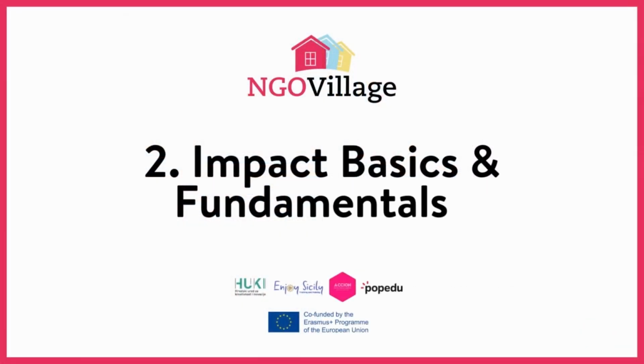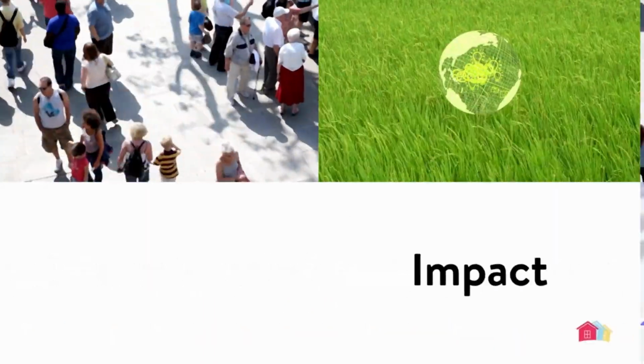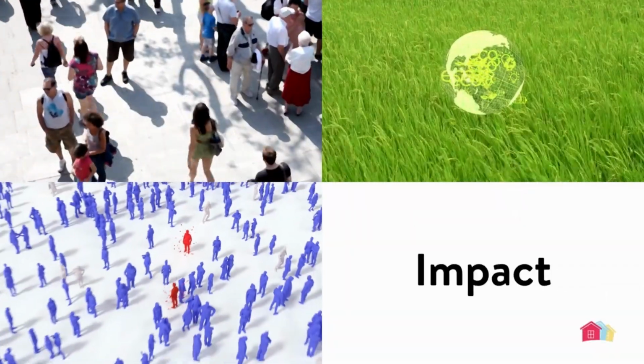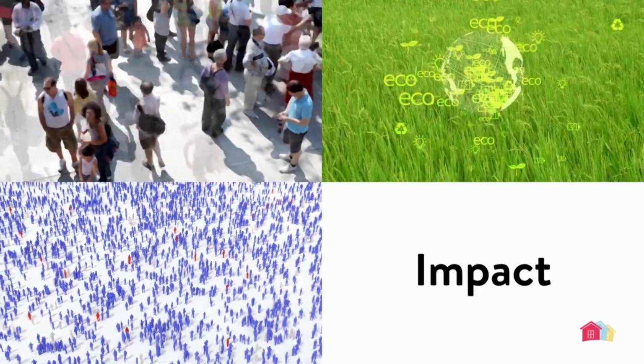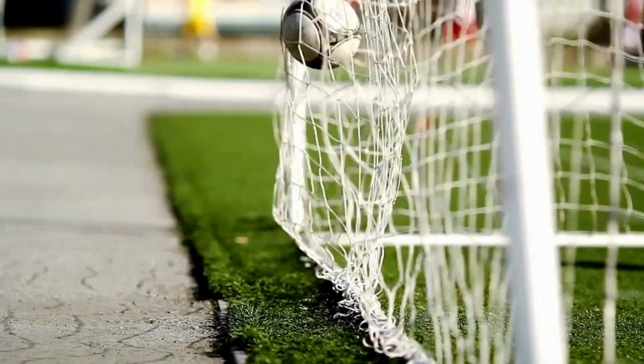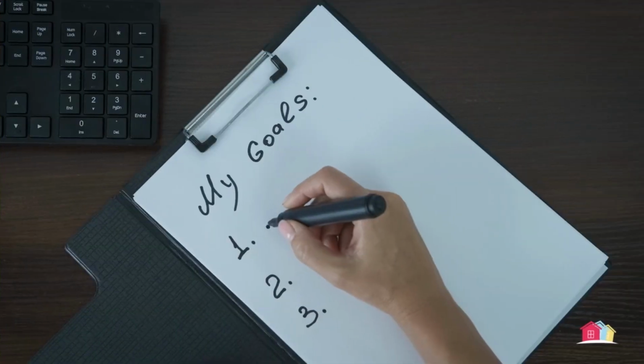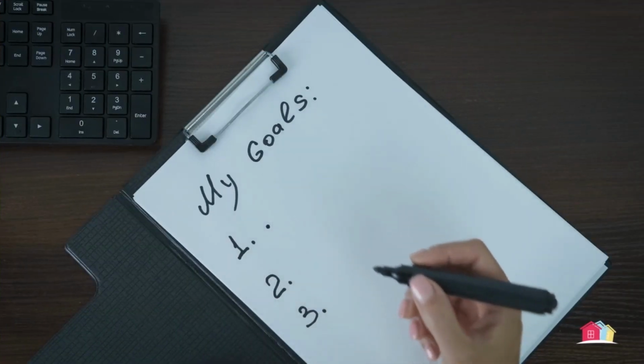Impact basics and fundamentals. Impact is the positive or negative effect that an organization or project has on people, the environment, or society as a whole. Understanding impact is critical for organizations to ensure that their activities are aligned with their mission and goals. How can you assess impact?